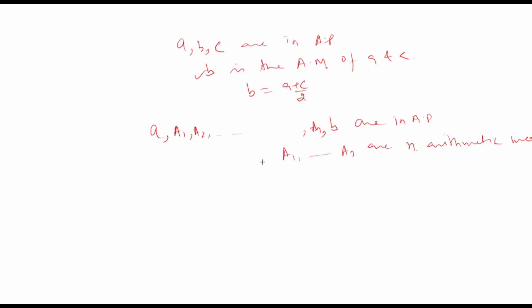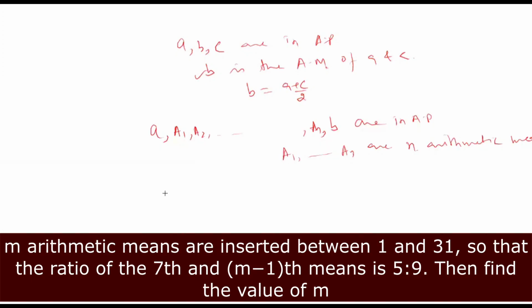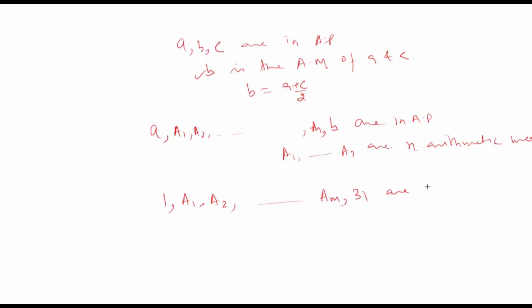So with this concept, we'll do this question. Between 1 and 31, they are introducing M arithmetic means, A1, A2 to AM, and then 1, A1 to AM, 31 are in AP. Now if we look at 1 and 31, how many terms are there? There are M terms in between, and 1 over here and 1 over here, so totally M plus 2 terms.